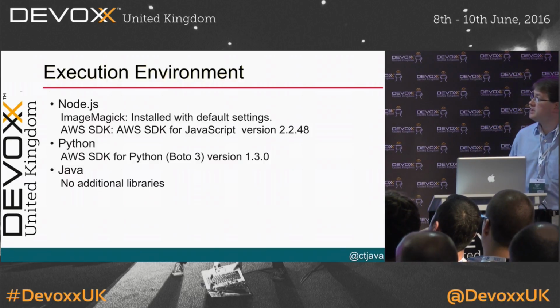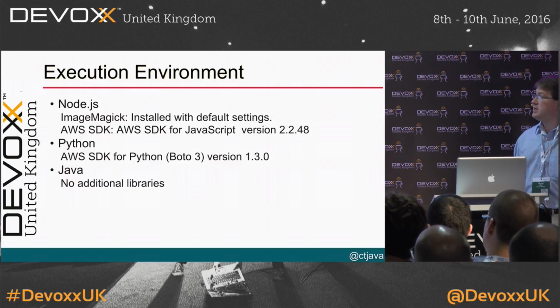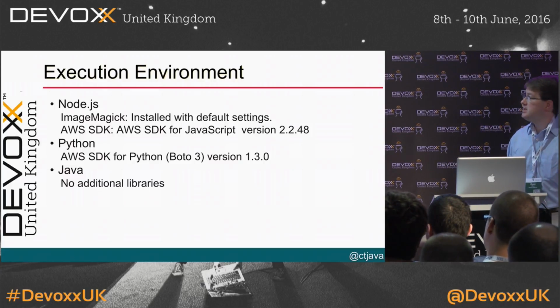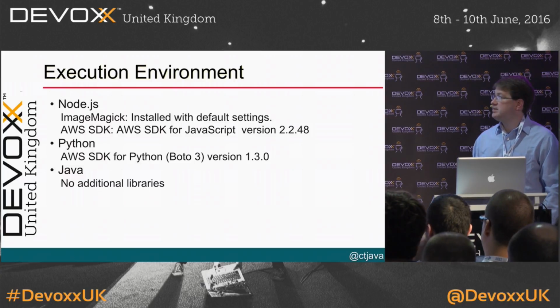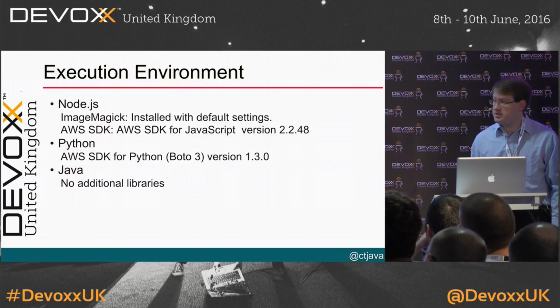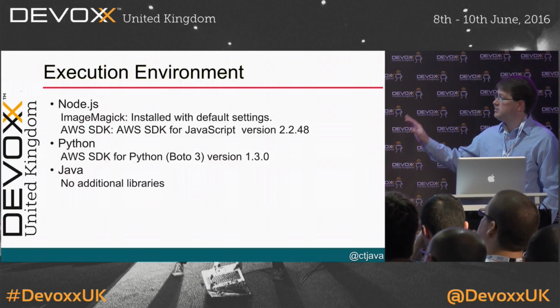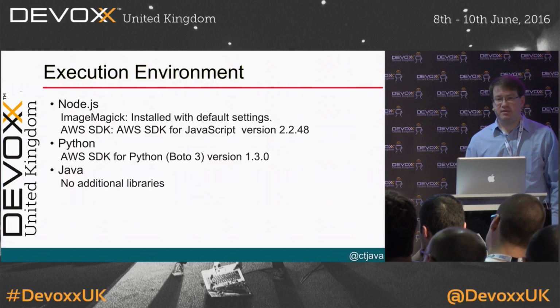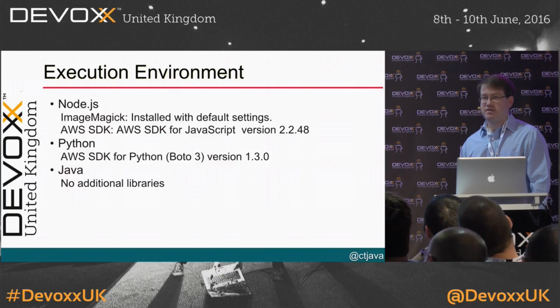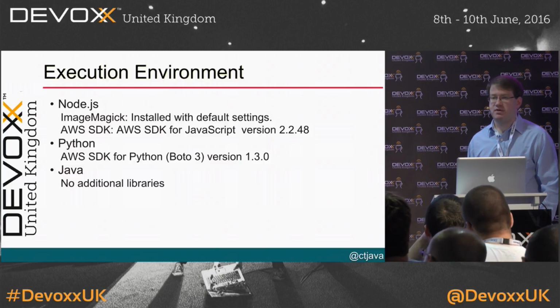And then for the actual execution environment for Node.js, ImageMagick is installed with the default settings, and the Amazon SDK for JavaScript is also installed. Python, you've got Python version 1.3. For the Java runtime environment, there are no additional libraries installed, so you'll have to bring anything else that you want to use with it.